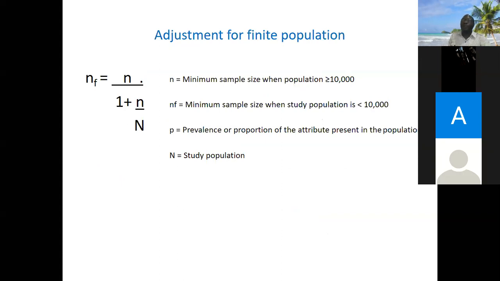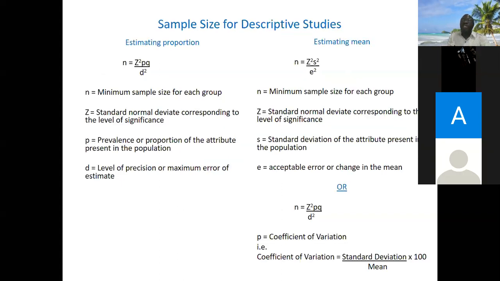What do I mean by finite population? This one we just did assumes that the population you are studying is infinite. Well, there is no sharp boundary between finite and infinite, but when we calculate sample size, experts use 10,000. Any population that is above 10,000 is believed to be a large population. We can call it infinite. But any population less than 10,000 is a small population.